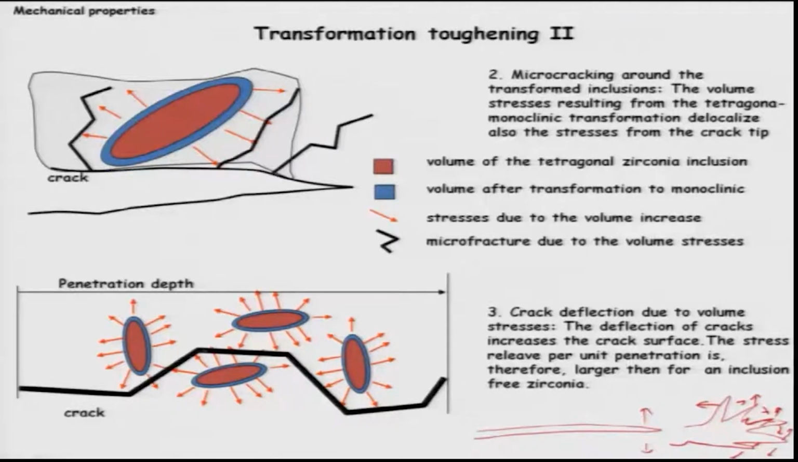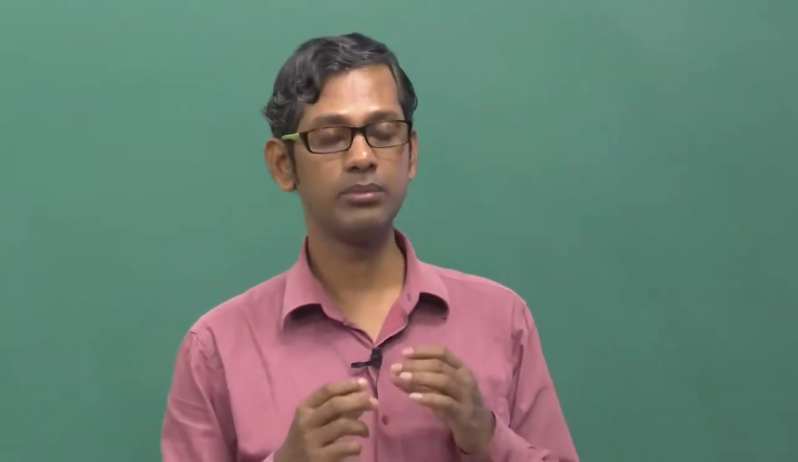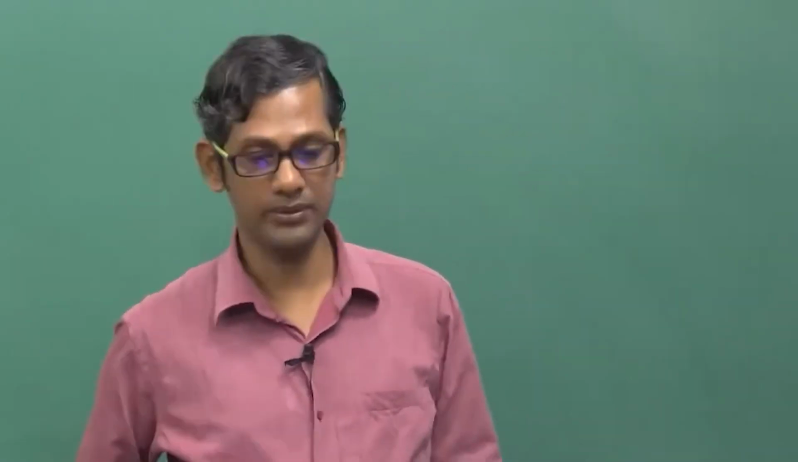It can easily deflect through these and then follow a treacherous path, and this can lead to toughening, because the moment the crack follows a longer path, the crack movement requires energy. Why? Because you are creating surfaces, and the surface energy needs to be provided to the system. So there are three ways of doing this kind of transformation toughening.